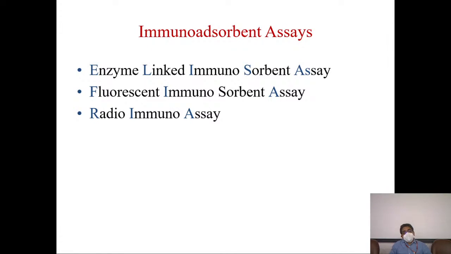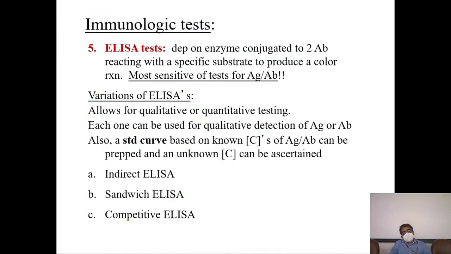ELISA stands for E for enzyme, L for linked immunosorbent assay. Other applications are the fluorescent immunosorbent assay or radioimmunoassay. We will talk about those, but we will initiate with the ELISA. ELISA tests depend on an enzyme conjugated to a secondary antibody reacting with a specific substrate. We will talk about this, don't get confused with it. Similarly, this is one of the most sensitive tests for antigen antibody.